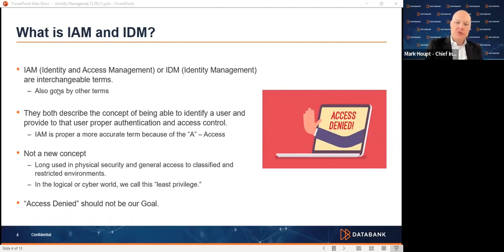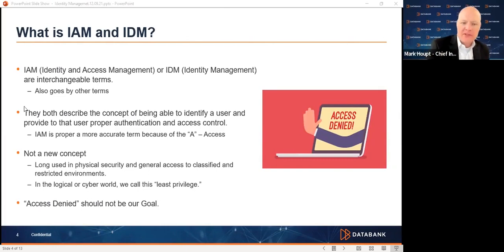So what they both do is they both describe a concept of identifying a user, providing a user with authentication and access control. So again, stripping back to the very basics, I'm providing you with an identity, and I'm providing you with an ability to use that identity with something like a password, or what we'll call an authenticator. And I'm giving you a certain boundary that you can operate in with the access control inside of that identity and access management function.